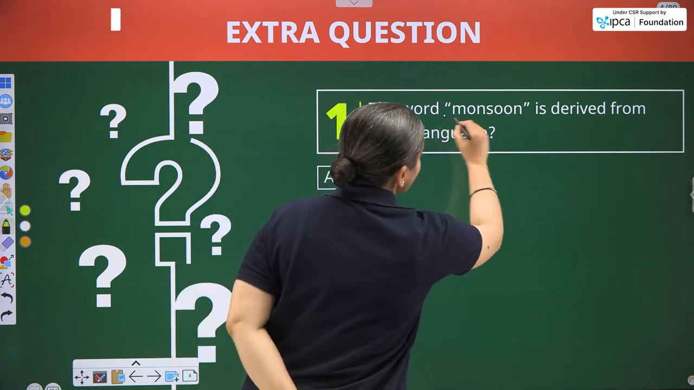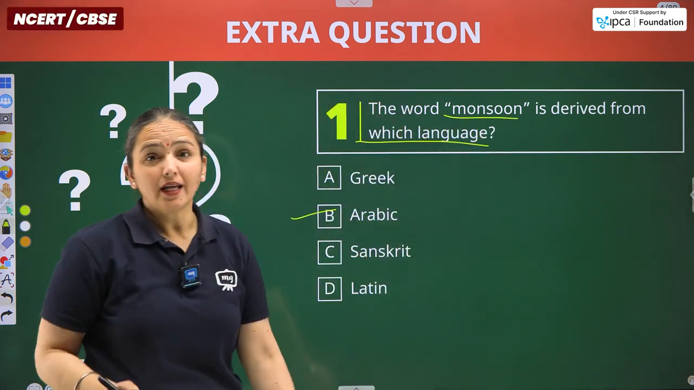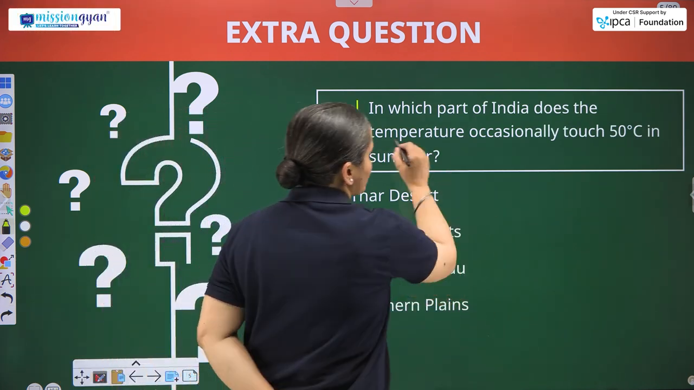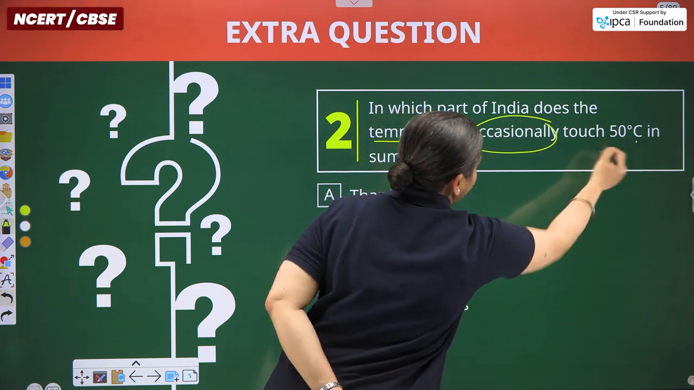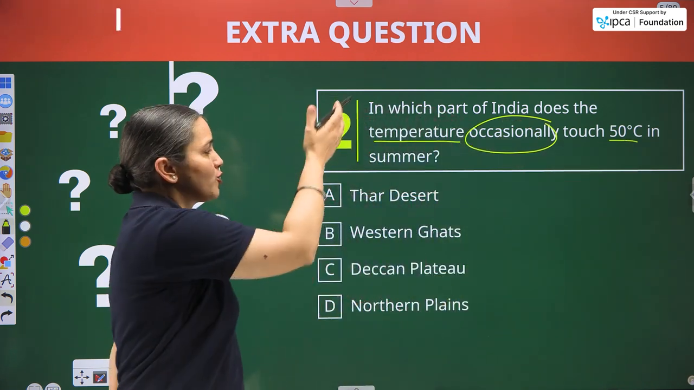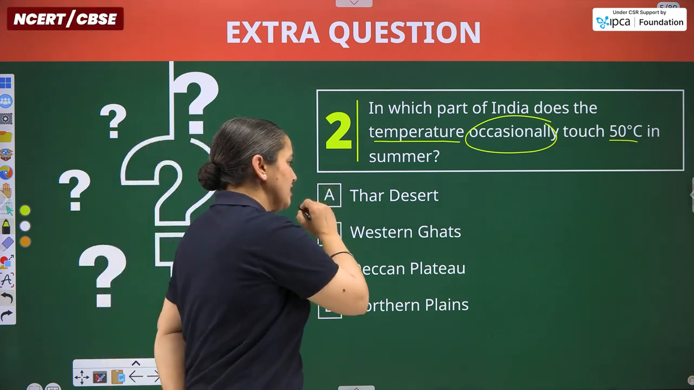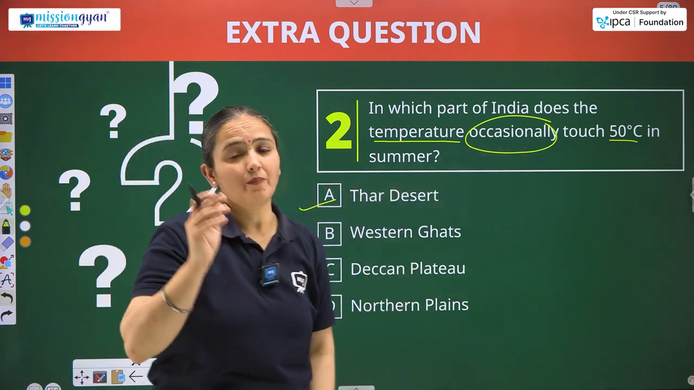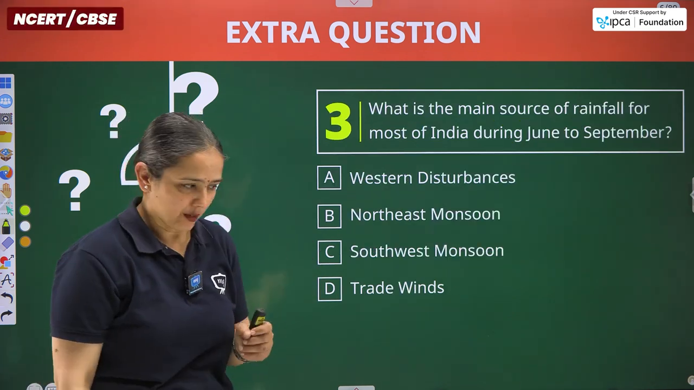The word monsoon is derived from which language? Arabic. That is Mausim over there. In which part of India does the temperature occasionally touch 50 degrees Celsius in summer? So we have to identify that particular part, and none other than Thar Desert is the region where temperature can reach and can cross 50 also, although it hasn't by now.